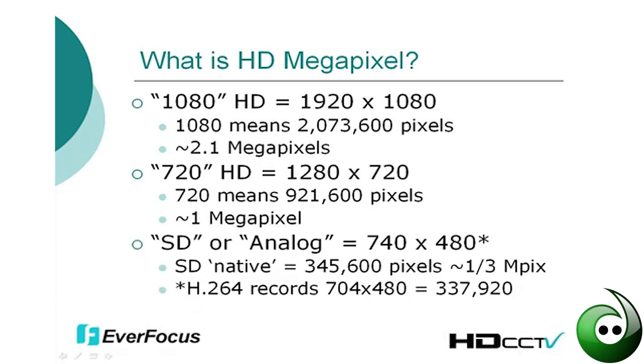That works out to be 921,000 and some pixels, and I tend to call that 1 megapixel. For reference, standard definition or analog video is 740 pixels across by 480 pixels high. So that means that we're at 345,000 and some pixels, about a third of a megapixel. Now remember that H.264, when recording analog video, only records 704 pixels by 480 pixels, but still 337,000 pixels, nominally 1/3 of a megapixel for traditional analog video, at least for NTSC. PAL has a few more pixels.